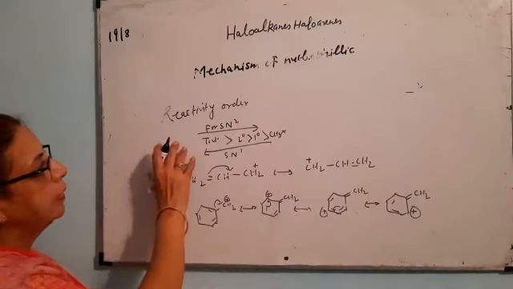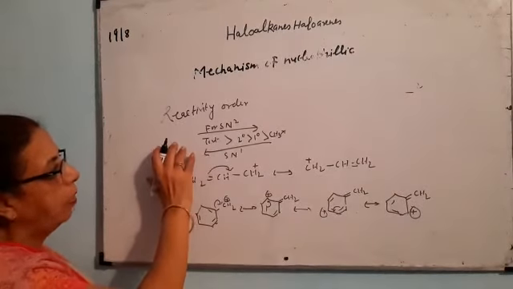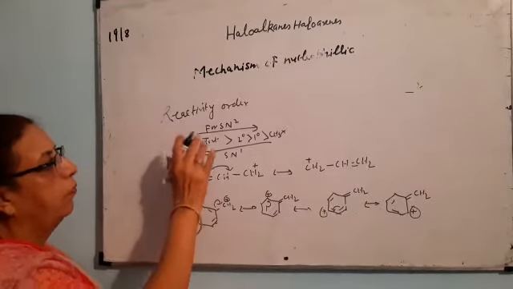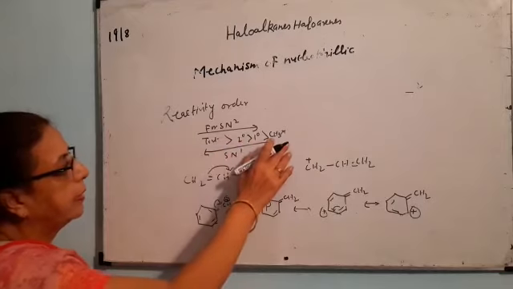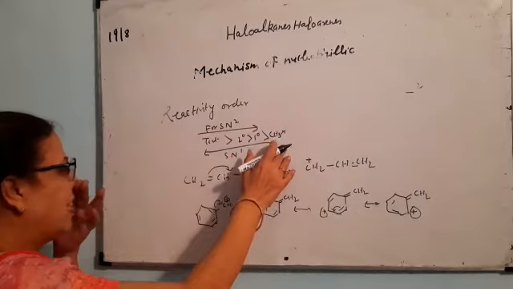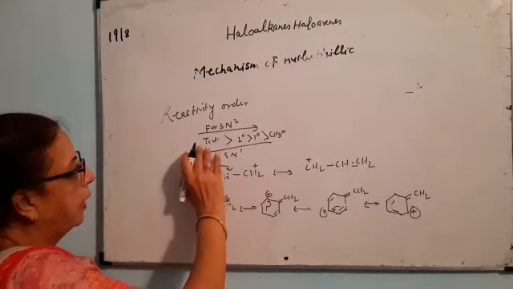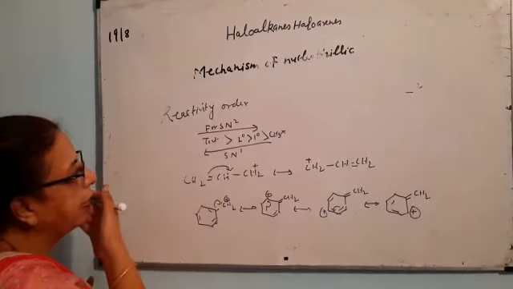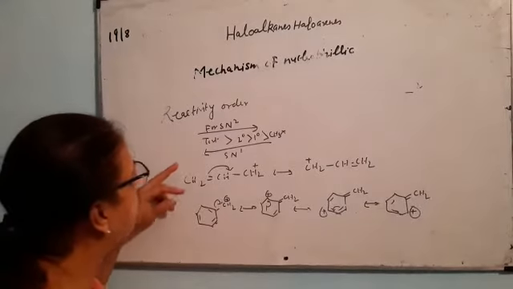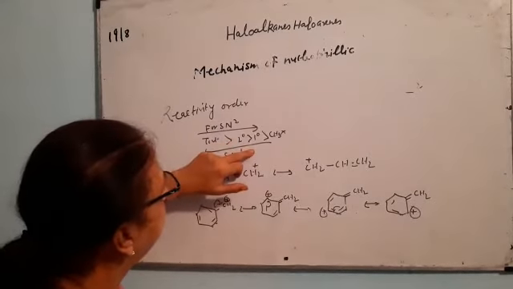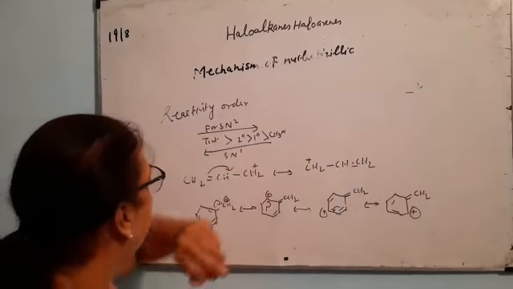I have already told you the reactivity order for SN2 and SN1 reactions. For SN2, the maximum reactivity is for CH3X, then primary, then secondary, then tertiary. For SN1 reaction, the order is reversed: maximum for tertiary, then secondary, then primary, then CH3X.